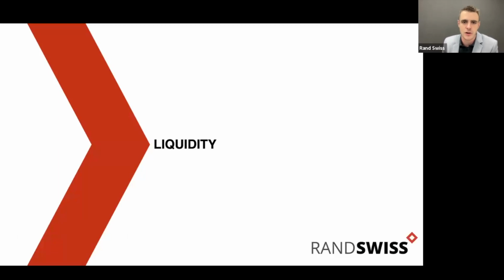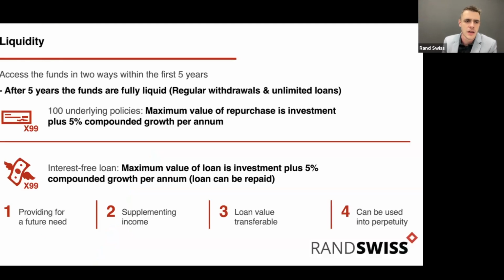Now, liquidity. You'll remember from one of my earlier slides, I spoke about how historically, investors didn't like this product due to the big liquidity constraints within it. What's nice to see is, like I said, as the competition has increased across admin providers, they've really increased the liquidity you can get within this investment within the 5-year term. So in terms of liquidity within the first 5 years, there are 2 different ways you can access the funds. The first way is you can do a withdrawal.